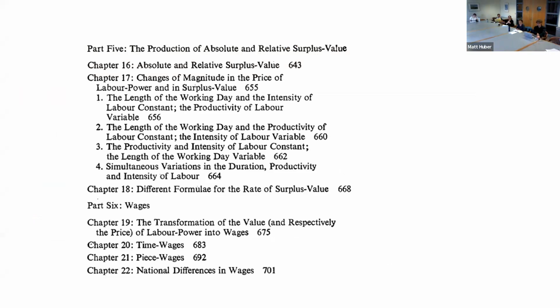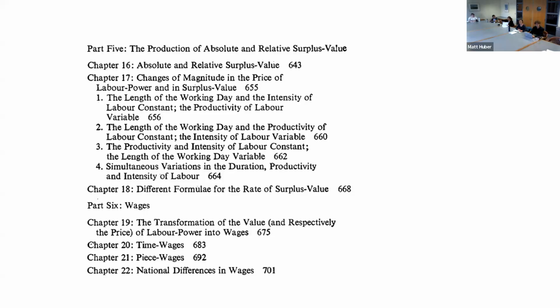So today we actually cover two parts of the book, parts 5 and 6. And I think logically it kind of makes sense, right? Because part 3, I believe, or sorry, let me go back to the table of contents. Part 3, yeah. I'm having trouble counting today. Part 3 was called the production of absolute surplus value. Part 4 is the production of relative surplus value. So logically speaking, it makes sense. Part 5, the production of absolute and relative surplus value.